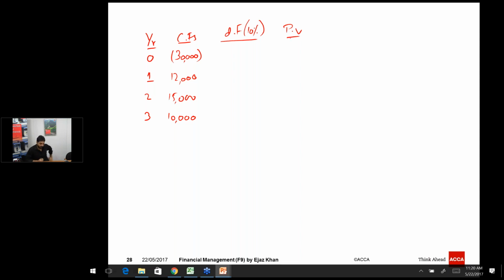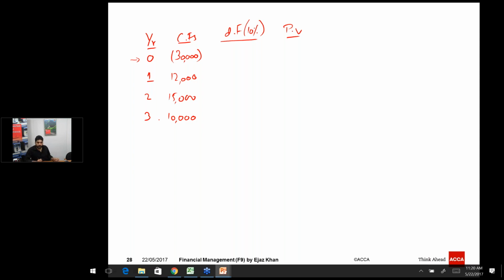Okay, this is the question. You have a discount rate of 10%. The initial investment is $30,000, and from year 1 to 3, you're going to receive $12,000, $15,000, and $10,000. Can you people solve this question for me with the help of discount factors?